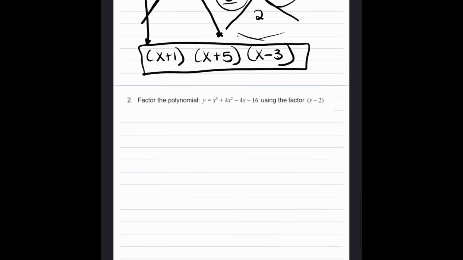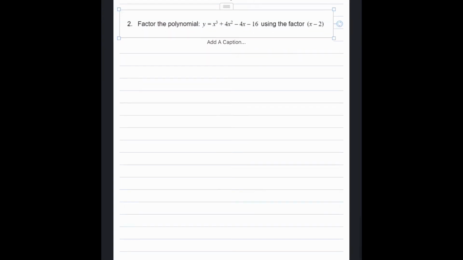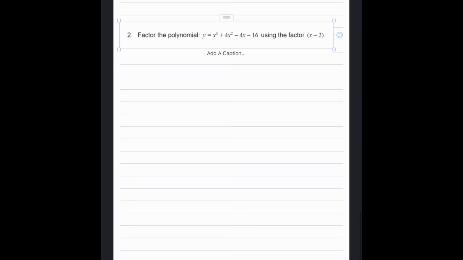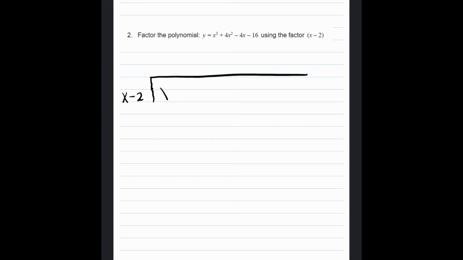Okay, you guys are going to be asked to do this next one. Go ahead and try it on your own first. So it says factor the polynomial x to the third plus 4x squared minus 4x minus 16. Use the factor x minus 2. So you're going to go ahead and create your long division, so x minus 2. And then I want to put x to the third plus 4x squared minus 4x minus 16.